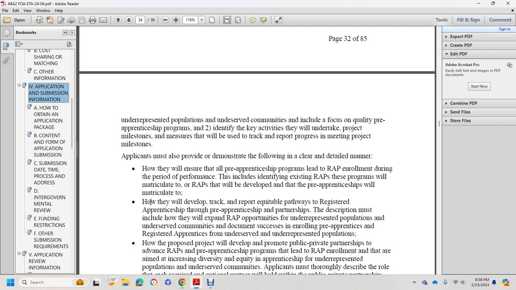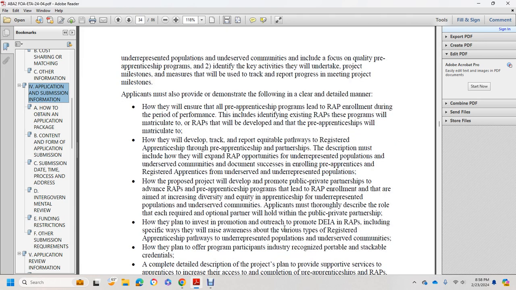The description must include how they will expand registered apprenticeship to underrepresented populations and underserved communities, and document successful enrollment from pre-apprenticeship to registered apprenticeship for underserved, underrepresented populations. It must also describe how the proposed project will develop and promote public-private partnerships to advance registered apprenticeship and pre-apprenticeship programs that lead to registered apprenticeship program enrollment, aimed to increase diversity and equity in apprenticeship for underrepresented populations and underserved communities.